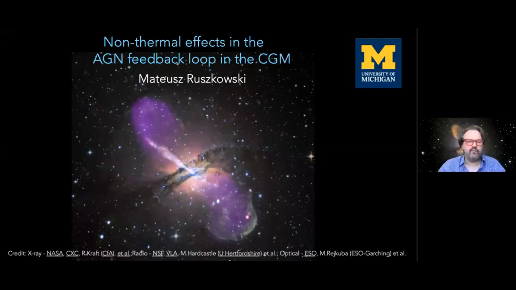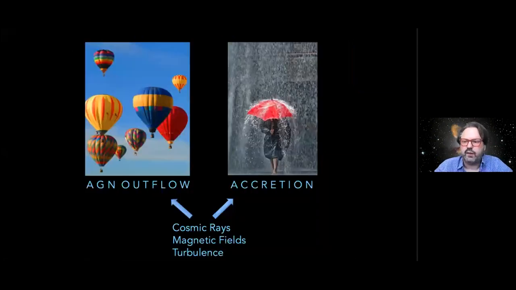Thank you for this opportunity to tell you a little bit about how non-thermal effects may operate in the CGM of massive elliptical galaxies and clusters. In a nutshell, I'll talk about basically two things: how things are going up by feedback and how precipitation leads to accretion, and what role cosmic rays, magnetic fields, and turbulence play in these processes.